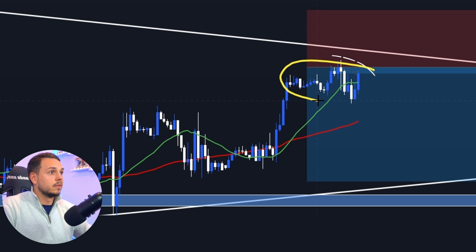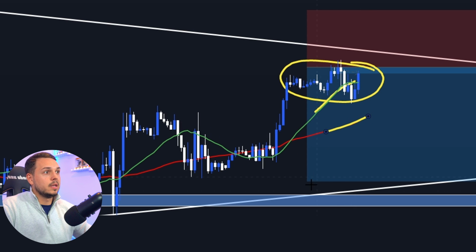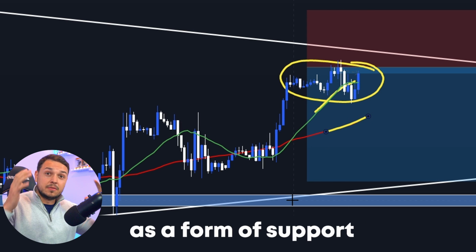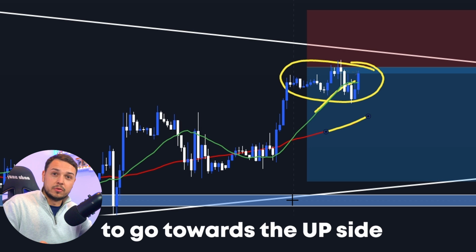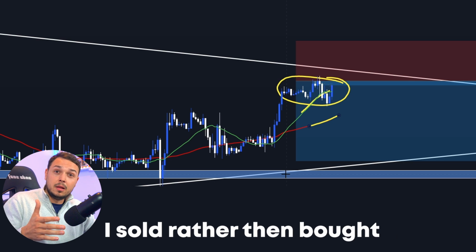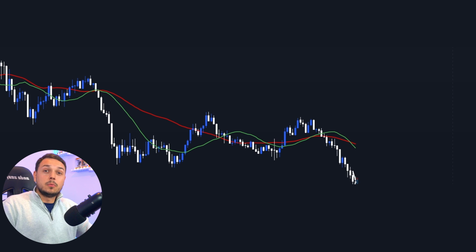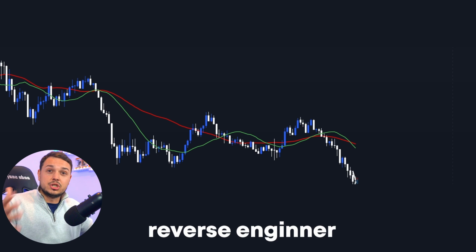All of the candlesticks are bundled up together. The 2 moving averages are still here. It should be acting as a form of support to go towards the upside. However, I did sell rather than buy. So what they actually did is reverse engineer everything.